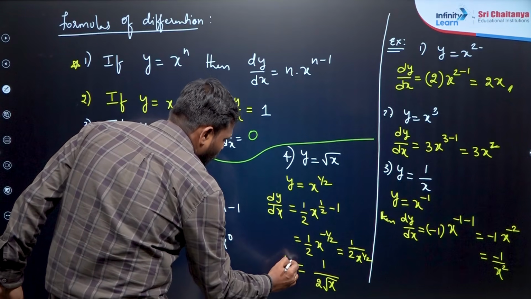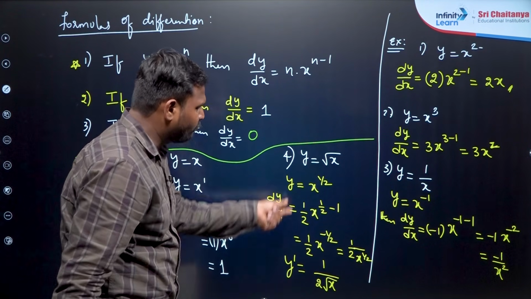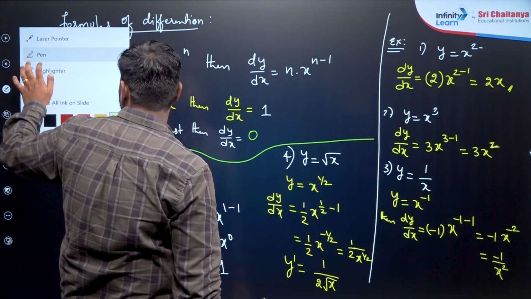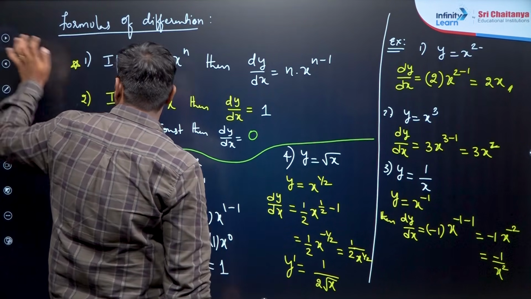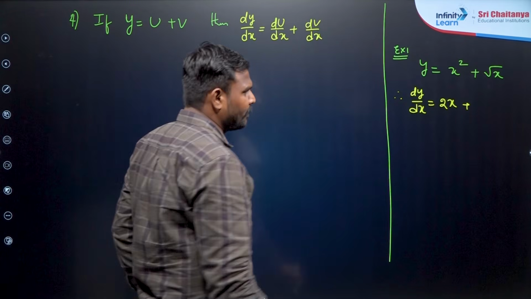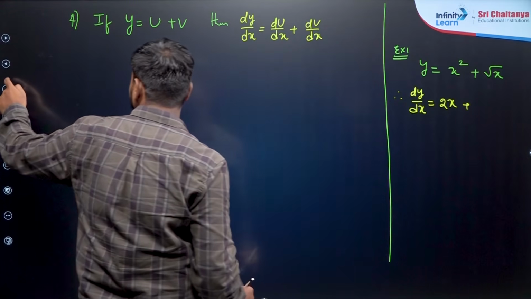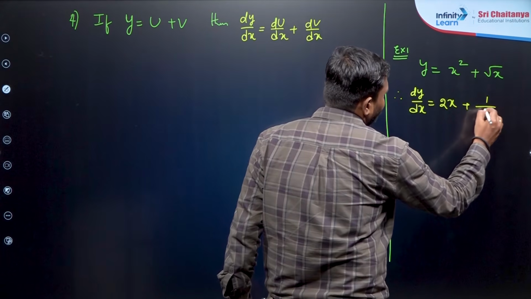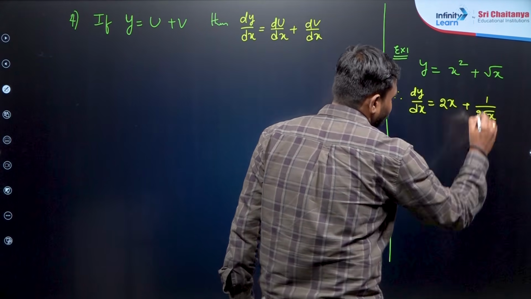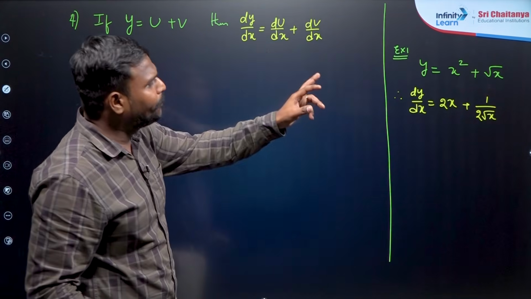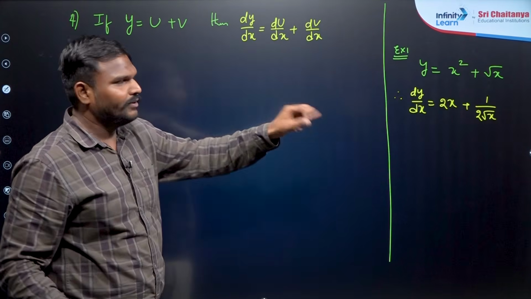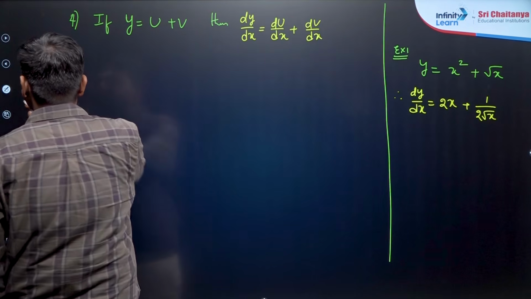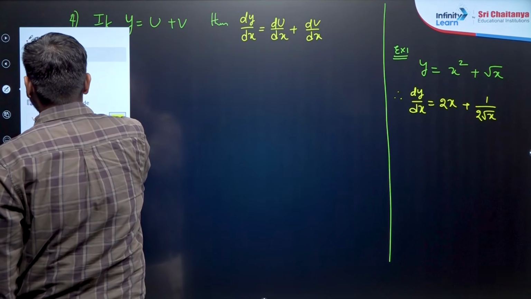Its derivative you can also call y dash. So if y is equal to root x, y dash is 1 by 2 root x. Multiply the power and subtract 1 from the power. Directly we can skip the calculation. I'll write 1 by 2 root x. So anything in the form of u plus v, differentiate u and differentiate v. More examples we will discuss, sir. Let us go to the next formula.